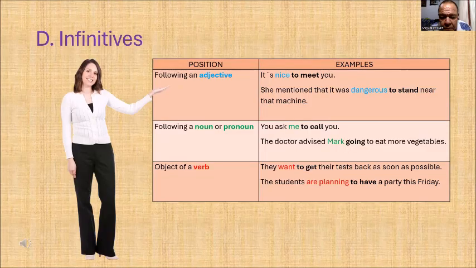Infinitives as object of a verb. This is the one position where both gerunds and infinitives are commonly used. It all depends on the main verb. Some common ones are ask, choose, decide, get, need, plan, promise, and want. For example, they want to get their test back as soon as possible. The students are planning to have a party this Friday.